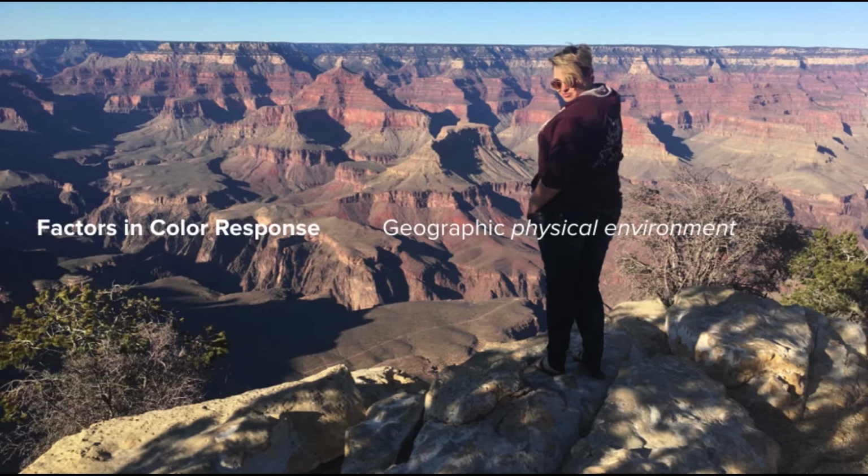Then there's a geographic or environmental response. And this is based pretty much on the physical environment. Do you have an affinity for colors of the Southwest, such as here in the Grand Canyon, or do you prefer colors in the environment that are in the Pacific Northwest? You will have a preference for colors based on geography that you like and a lack of preference for colors based on geography that you don't enjoy.